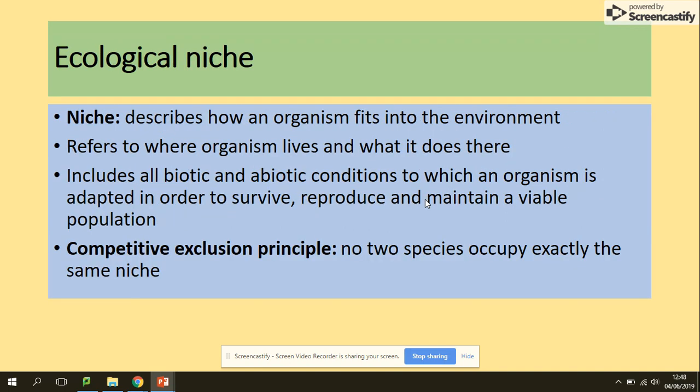Ecological niche describes how an organism fits into the environment. It refers to where the organism lives and what it does, and includes all biotic and abiotic conditions to which an organism is adapted in order to survive, reproduce, and maintain a viable population. We need to remember one principle, the competitive exclusion principle, that only one species can occupy one niche. In other words, no two species occupy exactly the same niche.